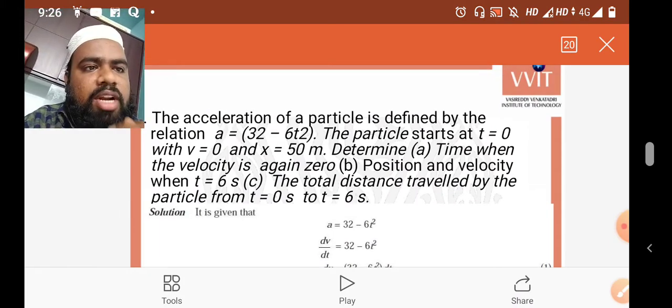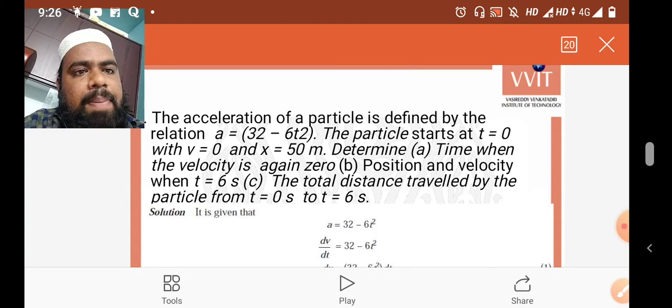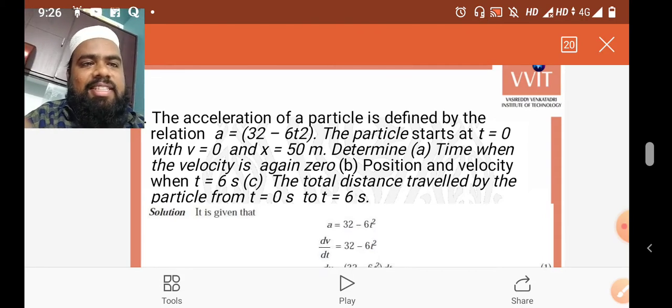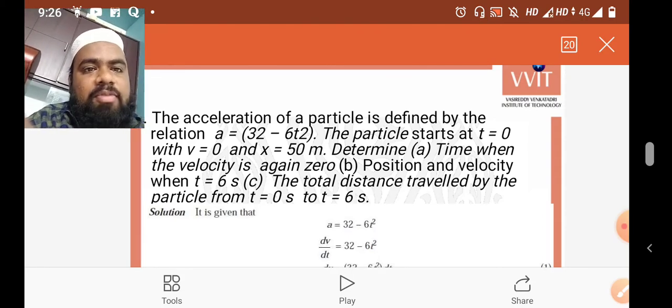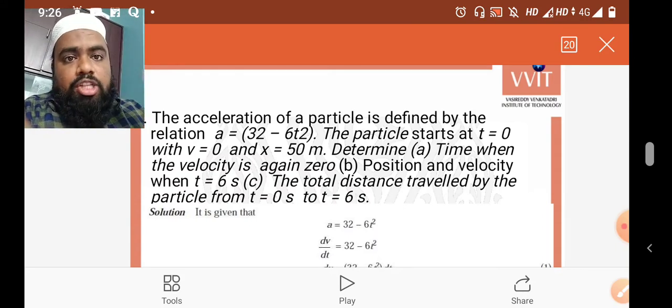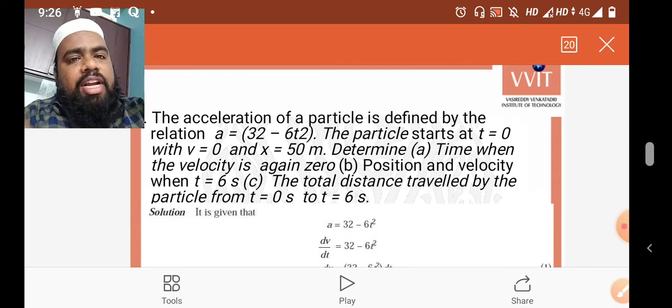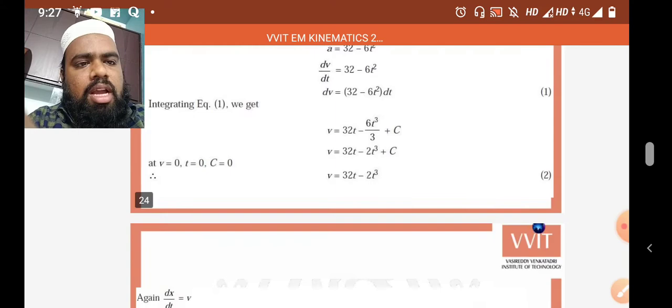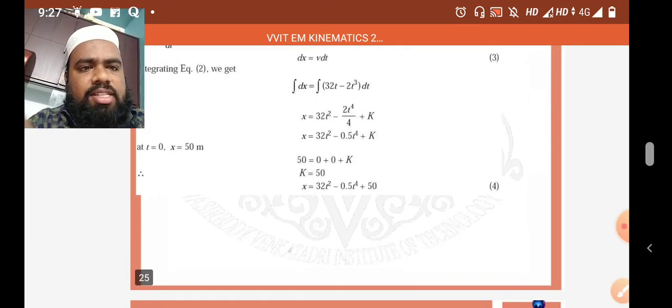Look at the problem. The particle starts at t = 0 with velocity v = 0 and x = 50 meters. That is the concept. Now, the time when the velocity is again 0. The conditions are very important, because from the conditions only we get the data, and that data will be substituted in the formulas, then only we can get the answers. Applied integration, very easy, you can understand easily.